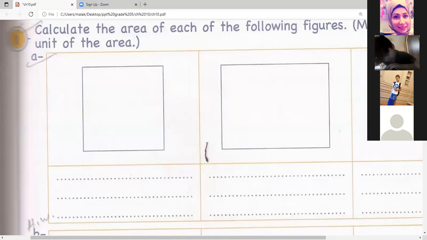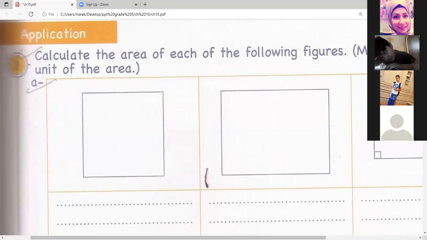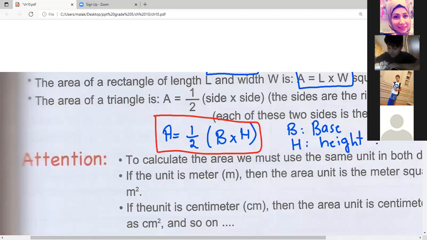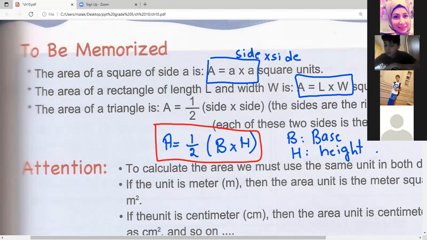Question 1. Now I want you to use a ruler and measure the length of each side. How many centimeters? Done. Teacher, I only want to write this half.